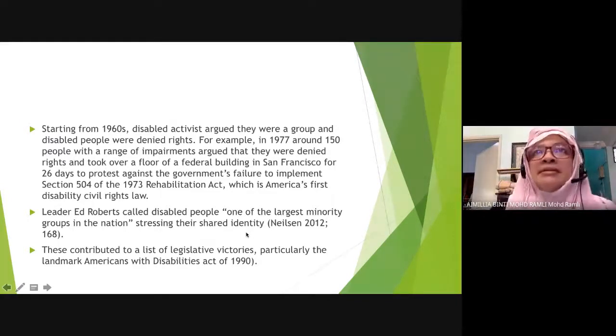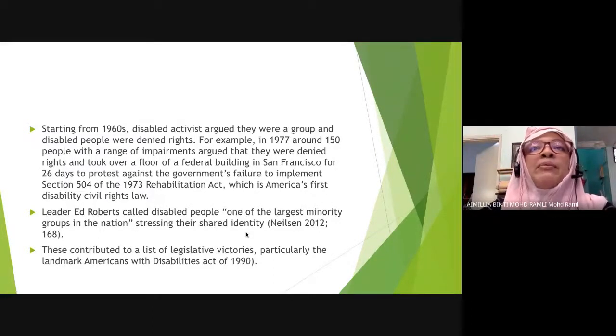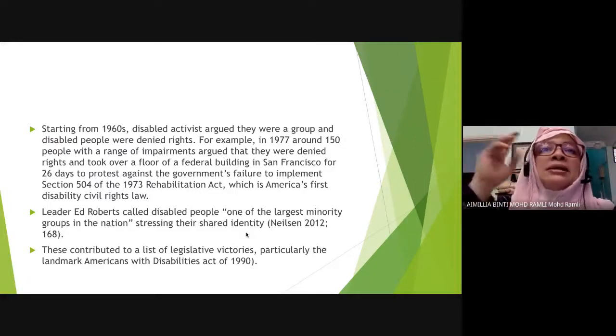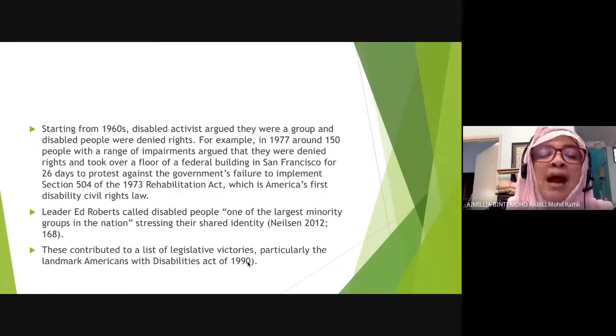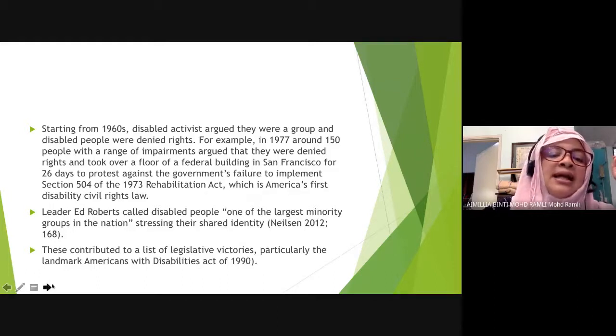So the disabled movement is comprised of many people with many disabilities, not just one. This is attributed to a list of legislative victories, particularly the landmark Americans with Disabilities Act in 1990. So this effort to empower disabled people to fight for their rights actually produced the Americans with Disabilities Act of 1990.